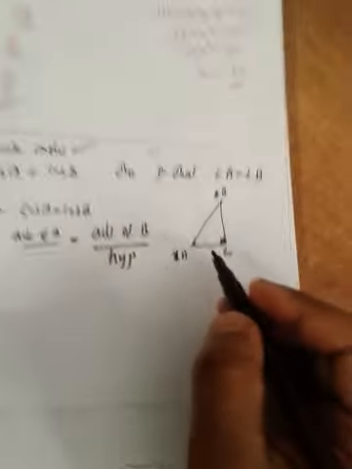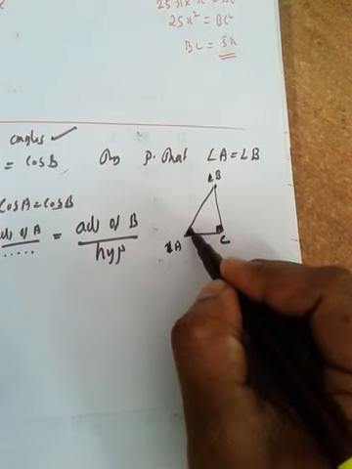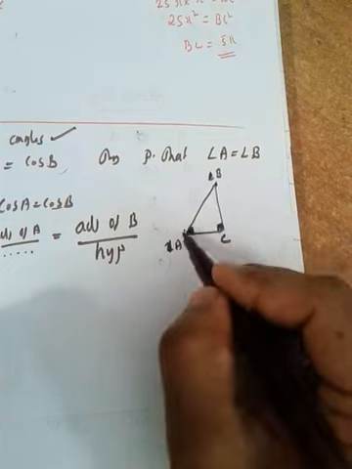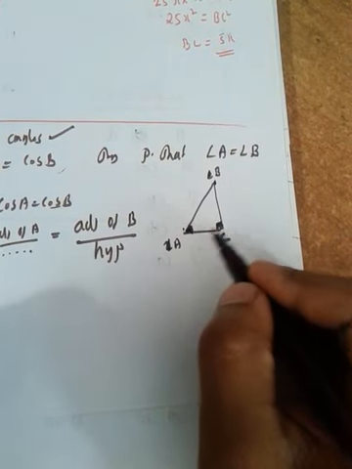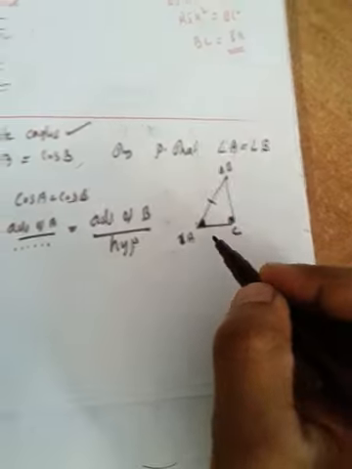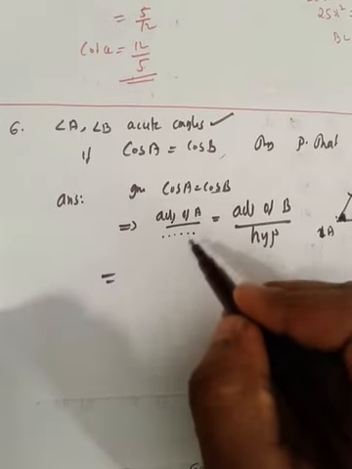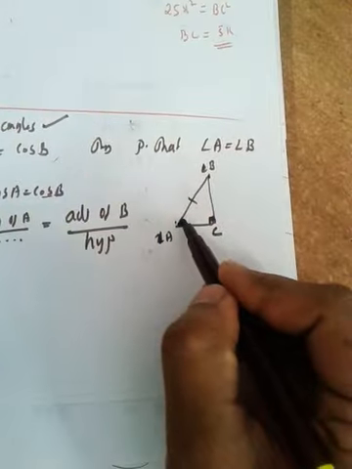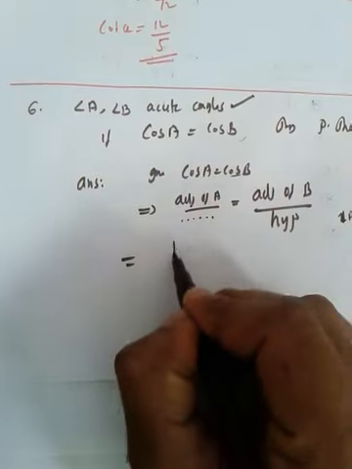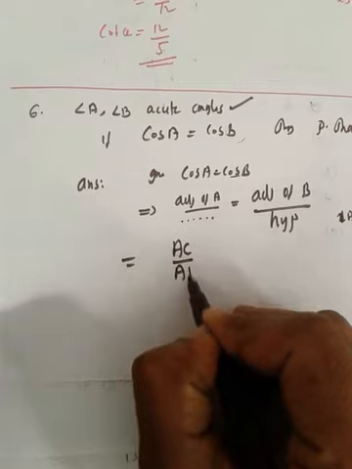What is adjacent of A? Here this is the angle A. So what is adjacent of A? AC, and hypotenuse is AB. Because in a right triangle only one hypotenuse is there, that is always opposite to the 90 degree angle. So adjacent of A divided by hypotenuse. So this is the angle A, so the side adjacent to A is AC, and hypotenuse is AB. So it will be AC by AB.